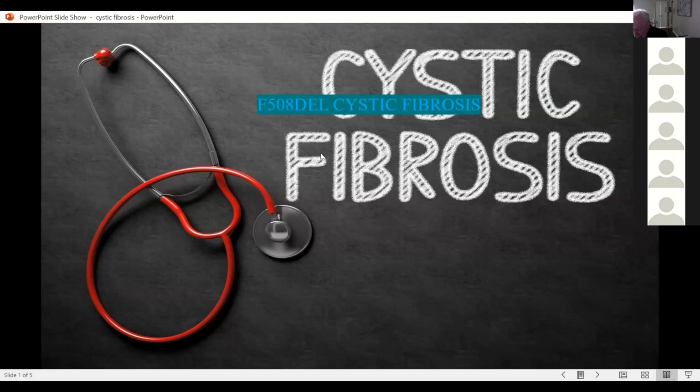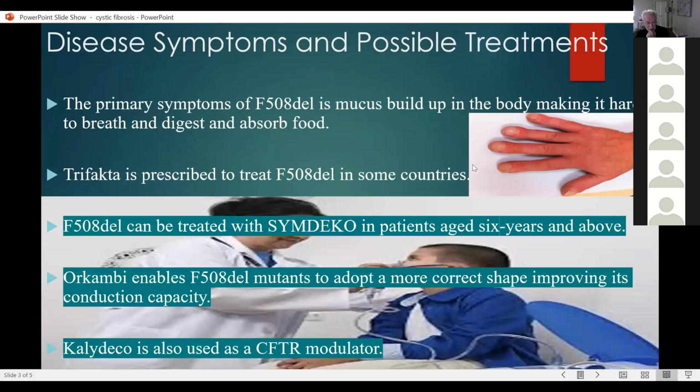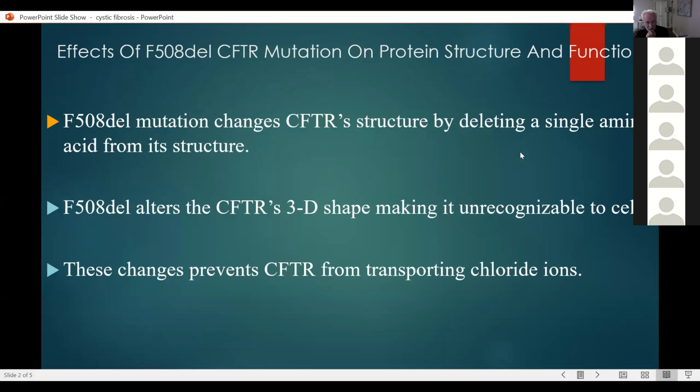So hi everyone, my name is Shahad and I did my presentation on the F508del cystic fibrosis mutation. The effect of this mutation on CFTR protein structure and function is that it changes the CFTR structure by deleting amino acids from its structure. This mutation also alters the CFTR's 3D shape, making it unrecognizable to cells.